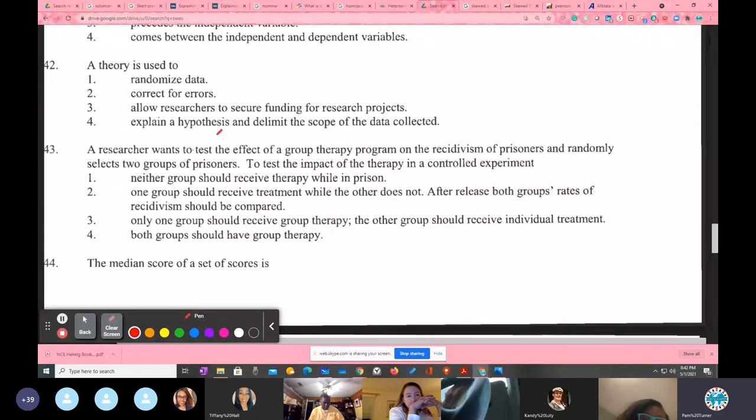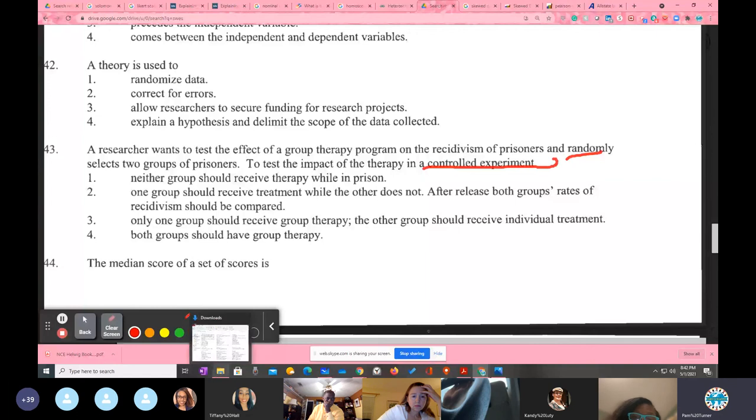A researcher wants to test the effect of a group therapy program on the recidivism of prisoners and randomly selects two groups of prisoners. It's random. And I like that. To test the impact of therapy in the controlled experiment, what?